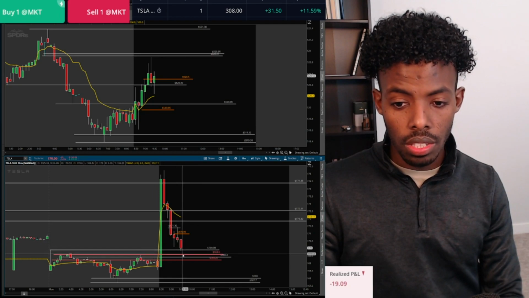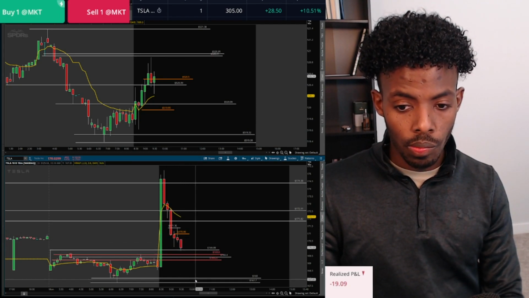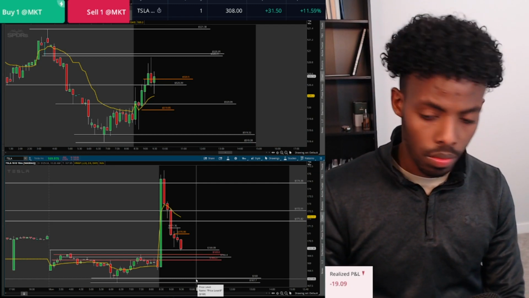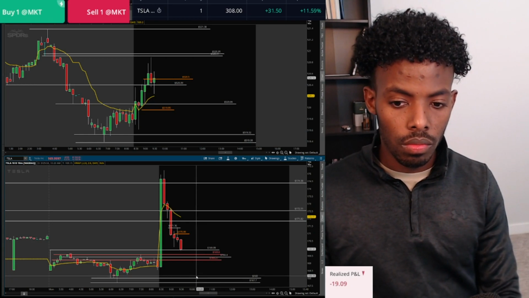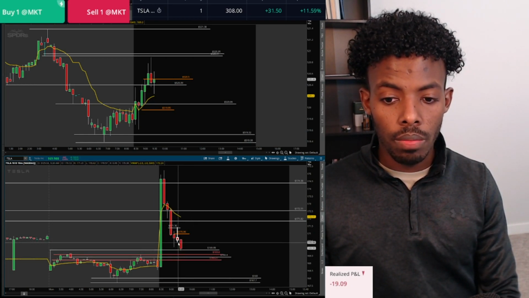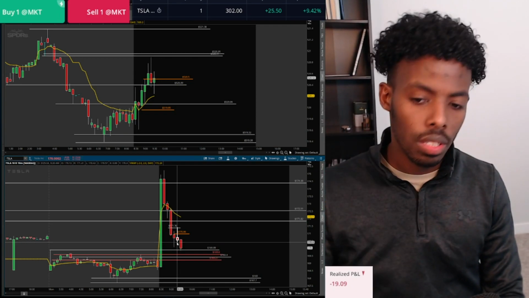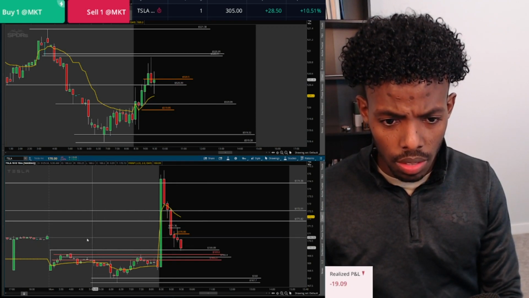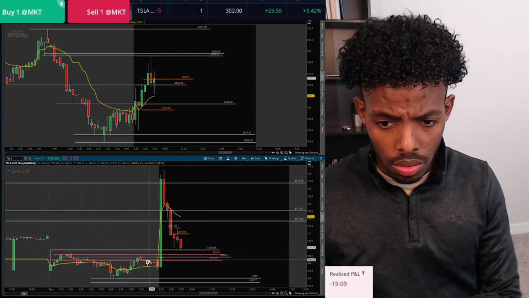If I had two contracts in when I bought it here, I would have sold one here. And if we were to break it, my new stop loss would be right here. I'd be moving it in slowly. I'm just trying to see where it's likely gonna go. Here's this reversal right here.